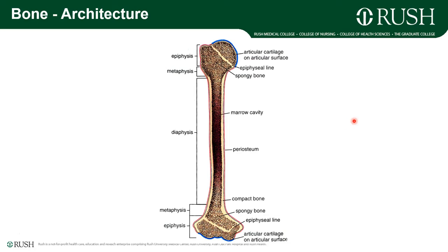So let's talk a little bit about what bone overall looks like, and I'm sure you will hear a lot more in gross anatomy on this as well. But just to put yourself in the frame of mind in terms of what the bone looks like. So the ends are referred to as the epiphyses, the midshaft is diaphysis, and the parts in between the metaphyses.